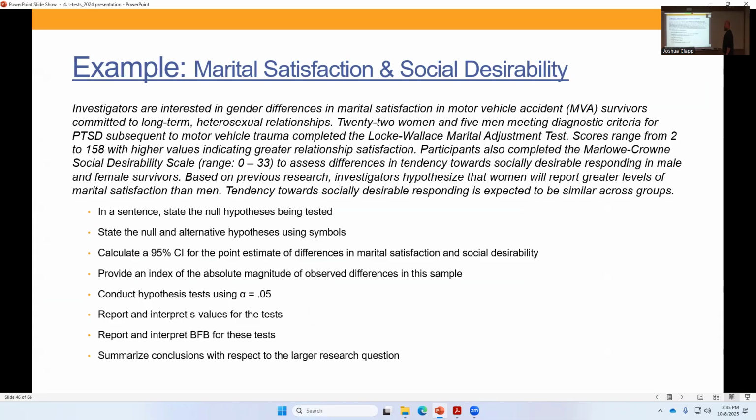Participants also completed the Marlowe-Crowne Social Desirability Scale to assess for differences in tendency towards socially desirable responding in male and female survivors. So the idea is that we're really interested in differences in marital adjustment, but also want to ask whether there are differences in social desirability responding. Based on previous research, investigators hypothesize that women will report greater levels of marital satisfaction than men. Tendency towards social desirability responding is expected to be similar across groups. So we're laying out what we expect, and then we're going to do all the stuff that we did before.